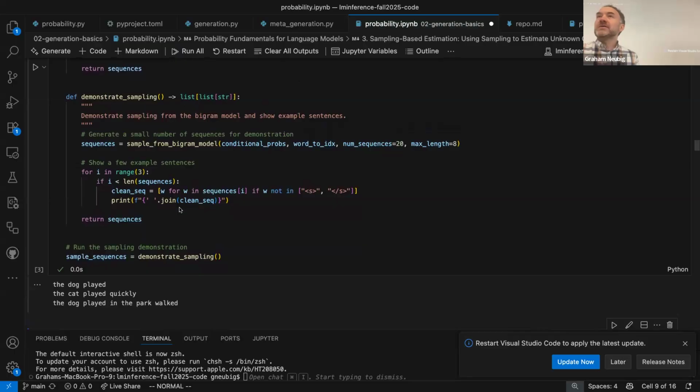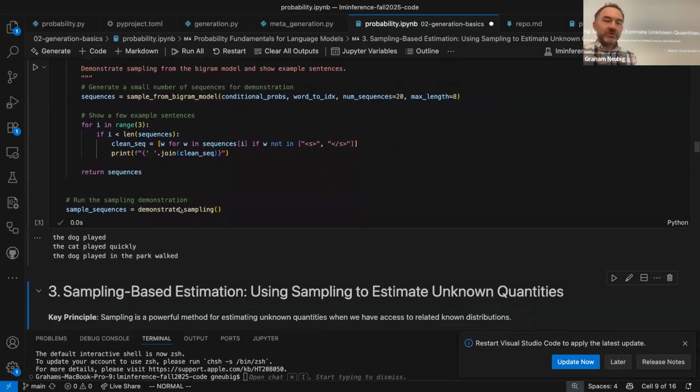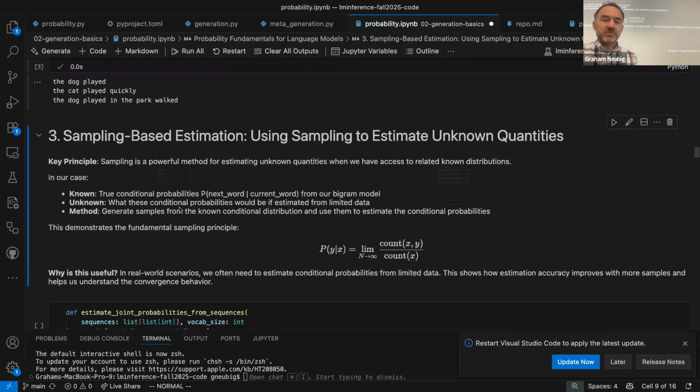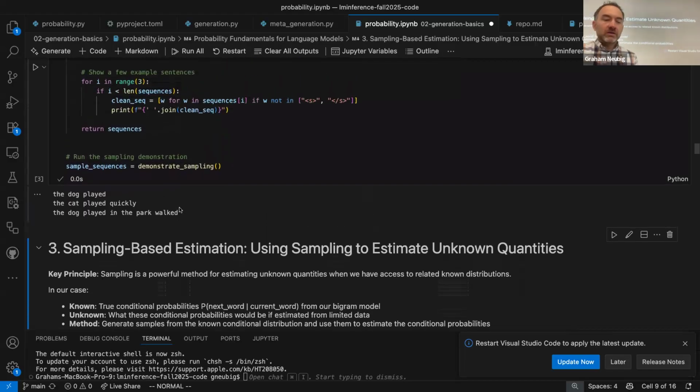Anyway, we're not going to use this model to do anything. It's mainly for demonstration purposes. And the next demonstration that I would like to make is how we estimate quantities through sampling.